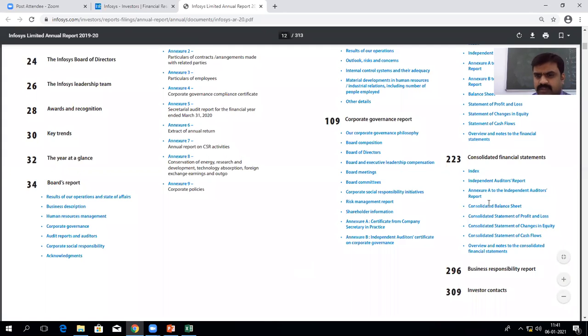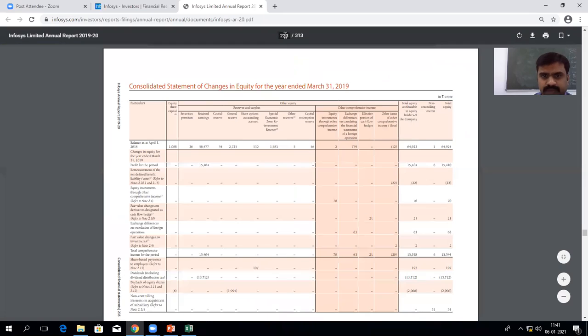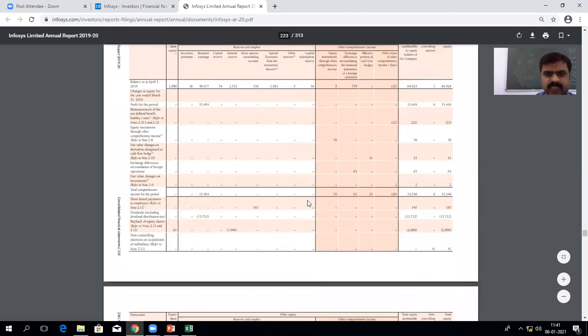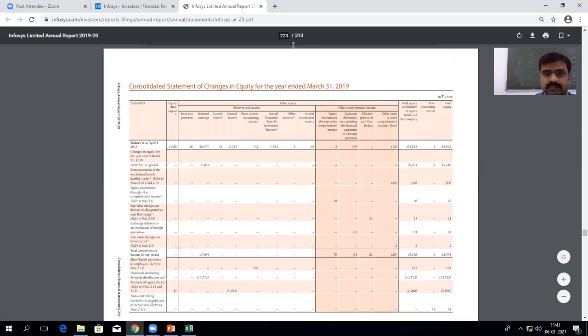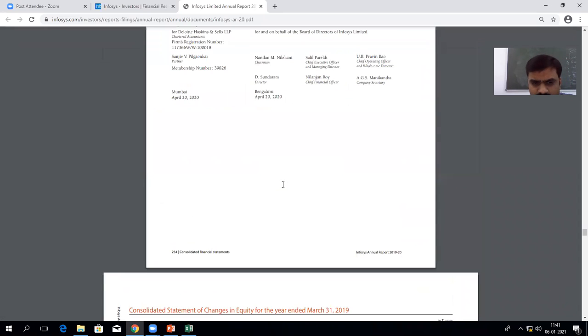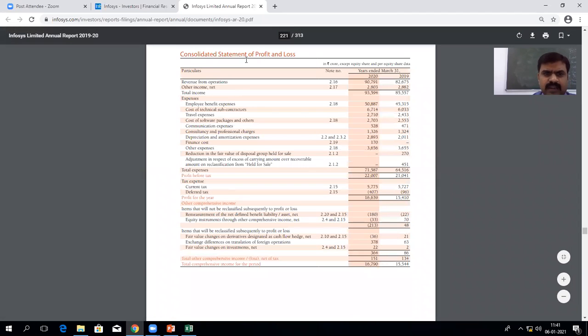So when you go to page number 223, you can find that. Can you see there? This is the changes in equity. Sorry, last page. Previous page. Yeah, this is your consolidated profit and loss account. Are you able to see? This is what you download.